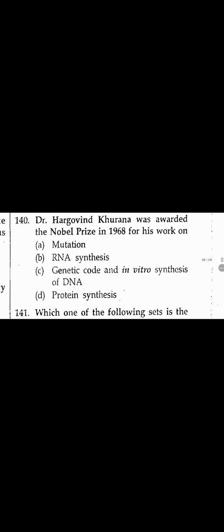Question number 141. Which of the following sets is the correct sequence of events in the cell? First it is transcription, then translation, then protein synthesis. Transcription is from DNA to RNA. Translation is from RNA to protein, and then it is protein synthesis.